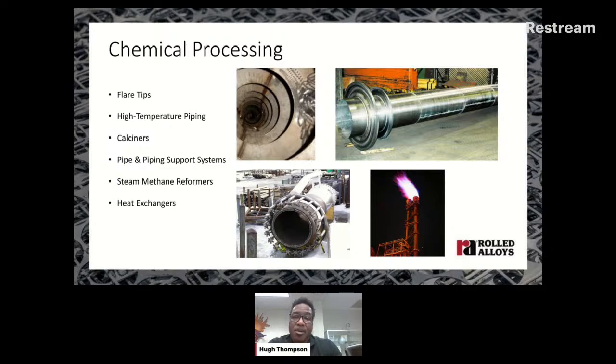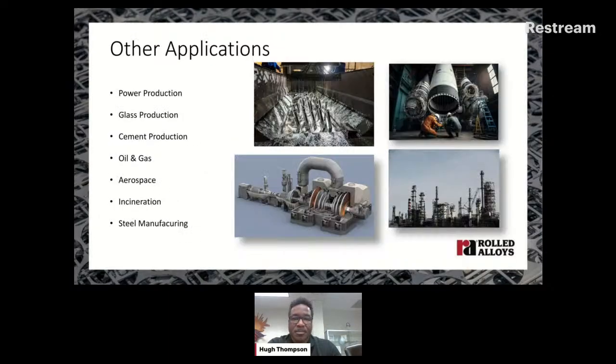You'll often find in the chemical processing industries that heat-resistant alloys are often used for flare tips, as well as calciners and the flights within the calciners, the pipe and piping support systems, steam methane reformers, as well as heat exchangers. And some other applications where heat-resistant alloys are commonly used as well is going to be in the power generation industry, aerospace industry. It can be found in galvanizing lines, the oil and gas industry as well, and the whole reason why we're here, the steel manufacturing industry.